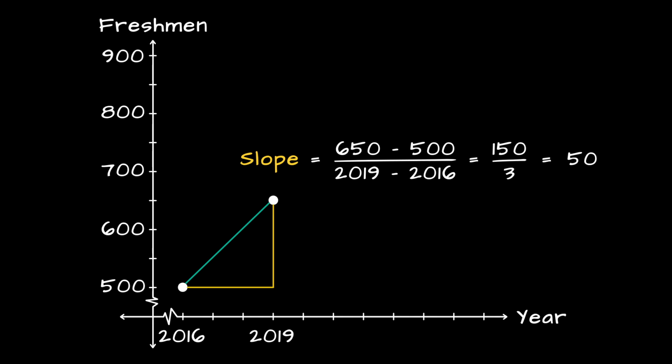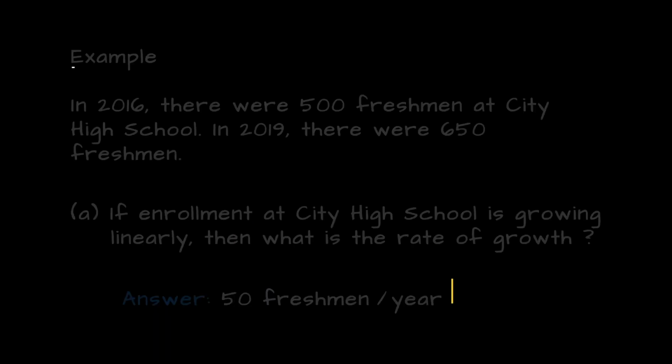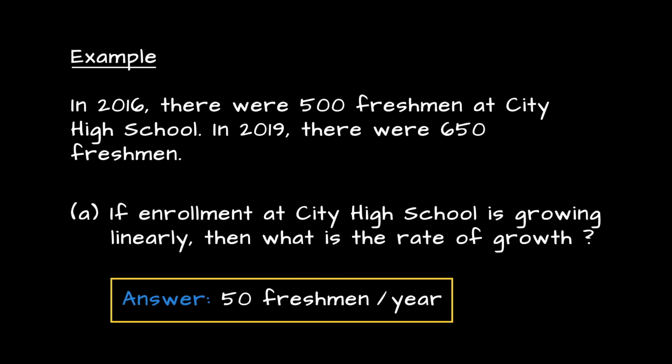We will take the change in output, 650 minus 500, and divide it by the change in input, 2019 minus 2016. That simplifies to 150 over 3, or just 50. And this immediately gives us the answer to part A of the problem. The rate of growth is exactly 50 freshmen per year.